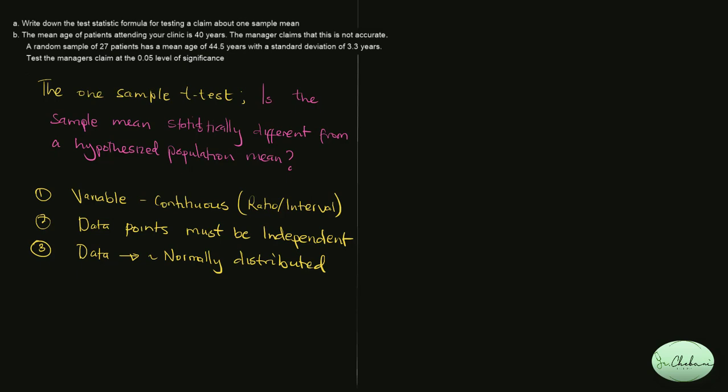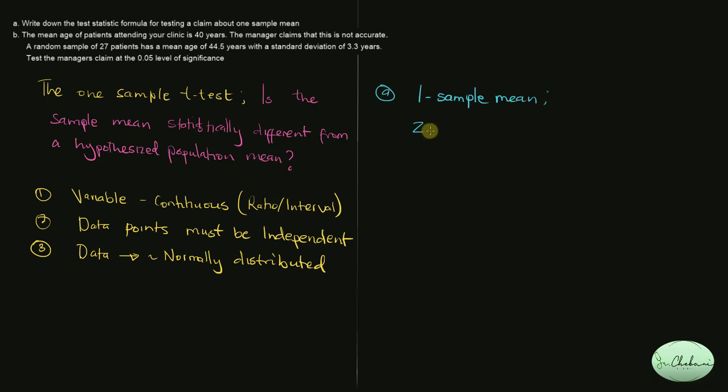The next part now, let's go to the questions. The first question says, write down the test statistic formula for testing a claim about a one sample mean. This is a simple one. For one sample mean, the formula depends on whether it's going to be a z-test or a t-test, but the formula basically has the same format.